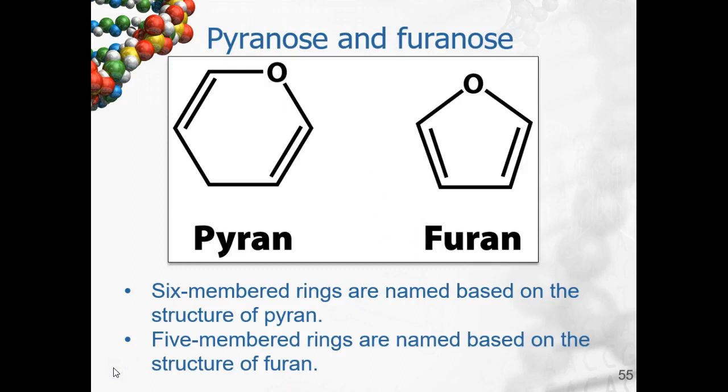So before we go on, we have to add another item of nomenclature. So we need to distinguish whether a sugar forms a 6-membered ring or a 5-membered ring. So we have these names based on these organic compounds. So basically, if we form a 5-membered ring, we'll call it furan, and if a 6-membered ring, we'll call it pyran.